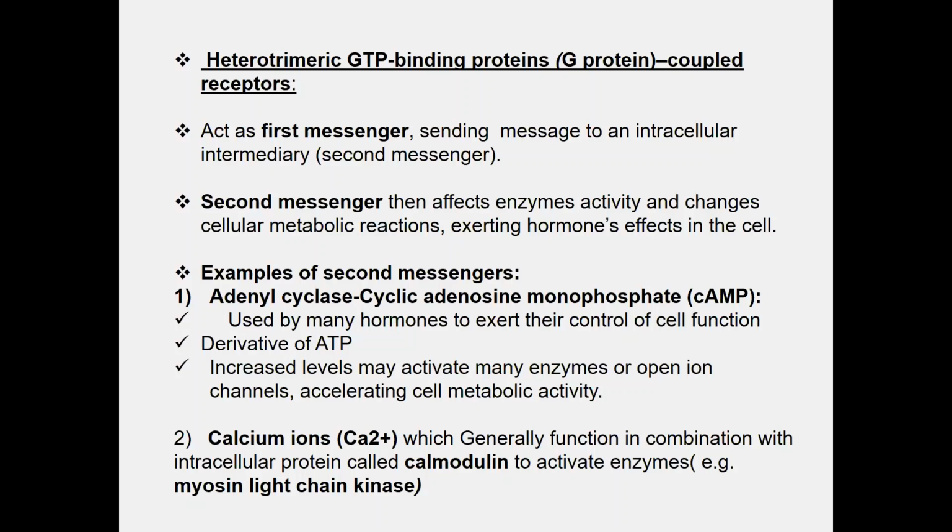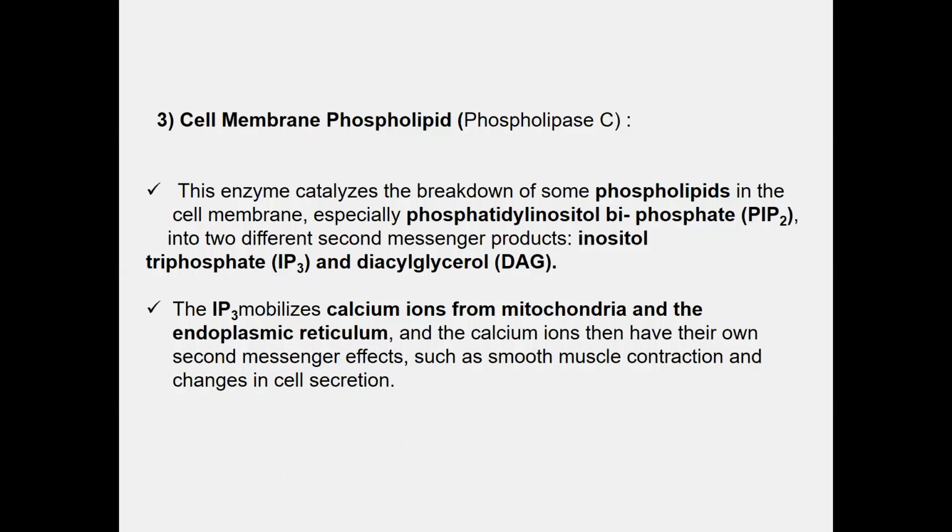The second type of second messengers in the G protein coupled receptors is the calcium ions. Sometimes the activation of G protein leads to the opening of calcium ion channels in the mitochondria and endoplasmic reticulum, and the calcium will be released from these organelles and enter the cell, binding to a specific protein called calmodulin. This calcium-calmodulin complex will activate various enzymes and molecules, for example, myosin light chain kinase, which will control smooth muscle contraction.